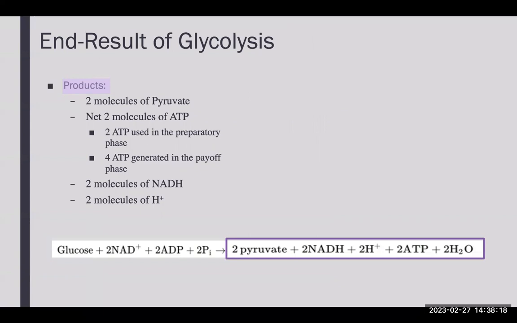So you have two molecules of pyruvate, but along with that, you also have two NADH, two H+, two molecules of ATP, as well as two water molecules. So now the discussion becomes what happens with that pyruvate. The cell has gone through all this work, used all this energy to make it. Why? And that's what we'll look at now.